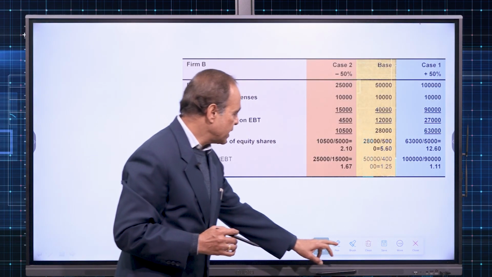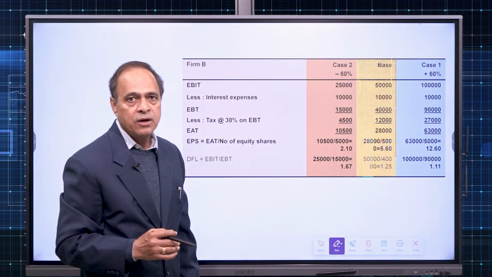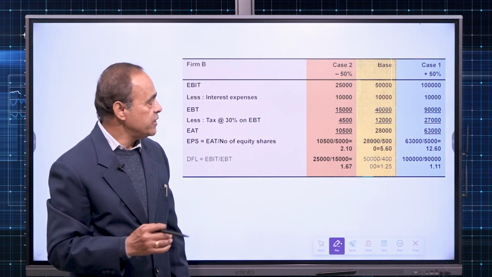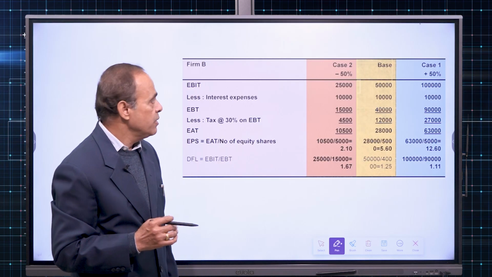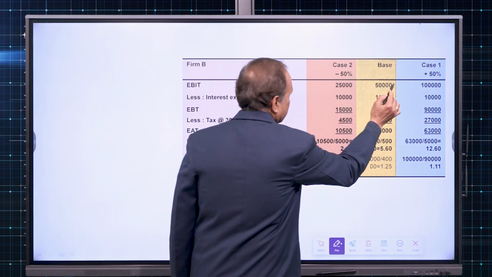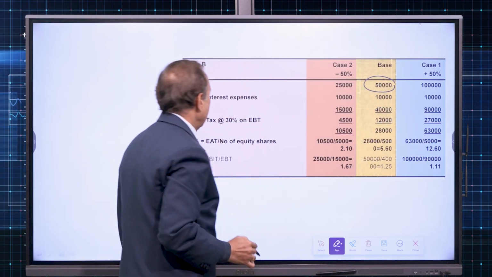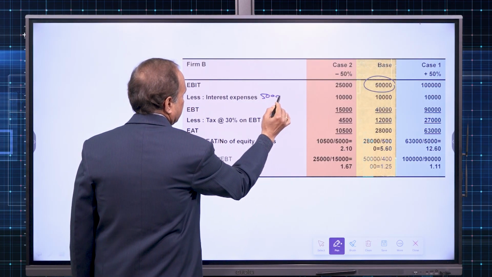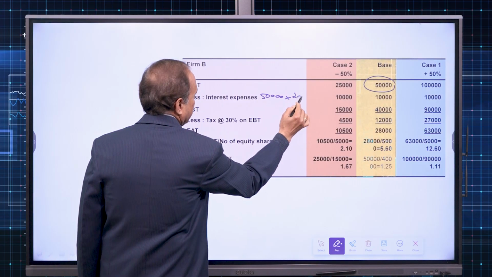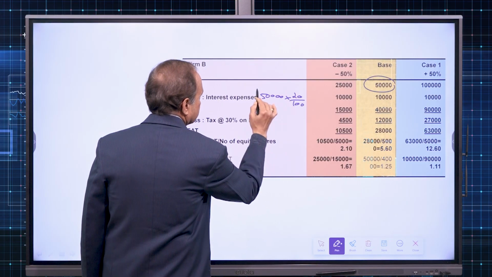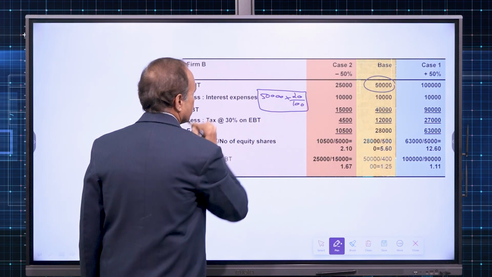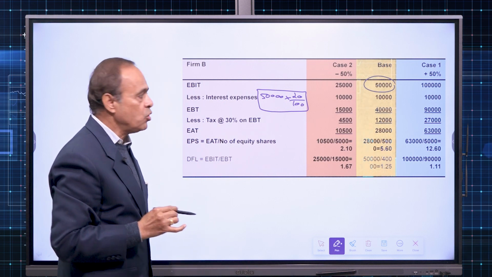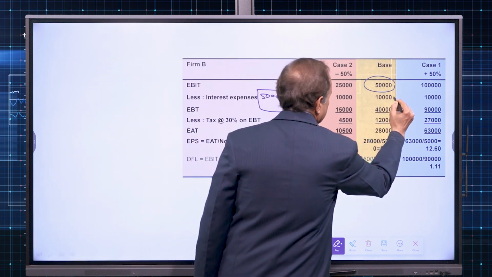So that is my second case, leveraged firm. If we understand the base case, we are given EBIT of 50,000 and there was a debt of 50,000. On 50,000 debt, we have to pay 20% interest. So how much interest are we paying? 10,000.